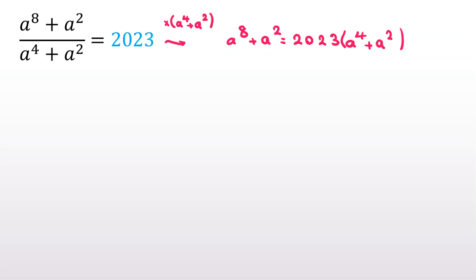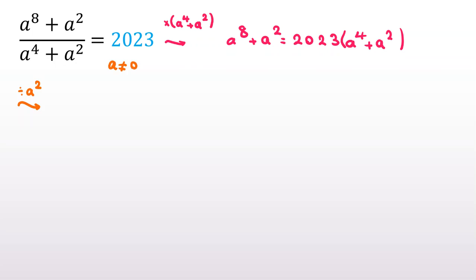Now, in the next step, we divide both sides by a squared, and a is not zero, because if a is zero, the denominator will be zero. So a is not zero.